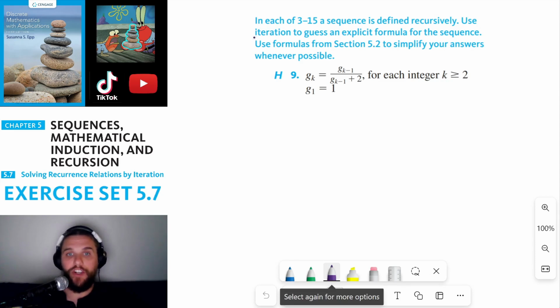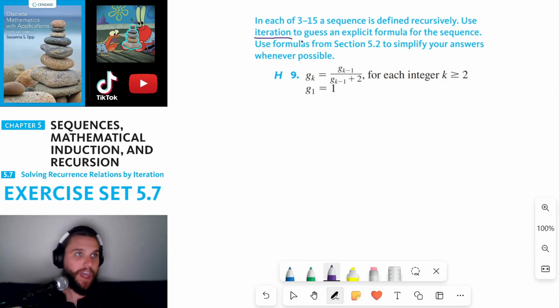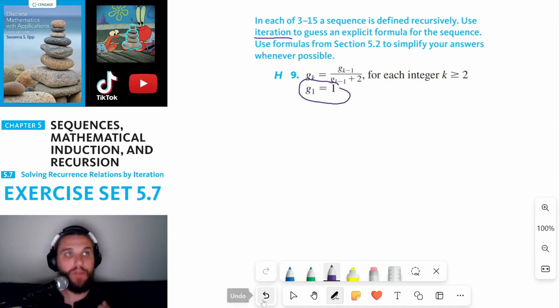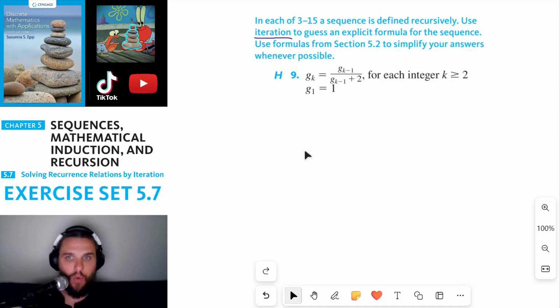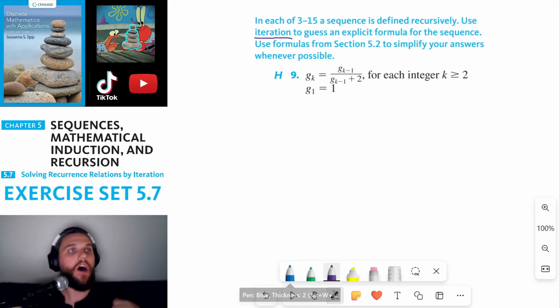Now, iteration is the best way, in my opinion, to try to guess an explicit formula. The way we're going to do this is we're going to solve for G sub 2 and G sub 3 in terms of G sub 1. We know that G sub 1 equals 1, but we're not going to replace G sub 1 with 1. We're going to instead write all of the other terms in terms of G sub 1.